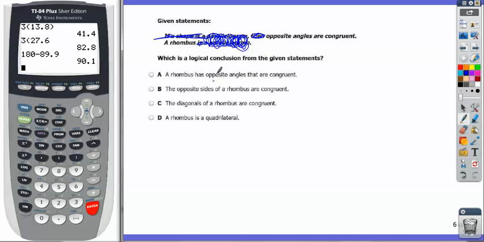So let's see what matches up with that. This one. I'm not going to worry about anything except what's written on the paper. The opposite sides. Have I seen anything about the word sides up here? No. Did I talk about my diagonals at all? No. Did I say that it's a quadrilateral? The word quadrilateral hasn't come up. So even though these things could be true or they may not be true, that doesn't matter. I'm basing it off of what I was given only. So the only possible answer would be the one that used the words opposite angles and rhombus.